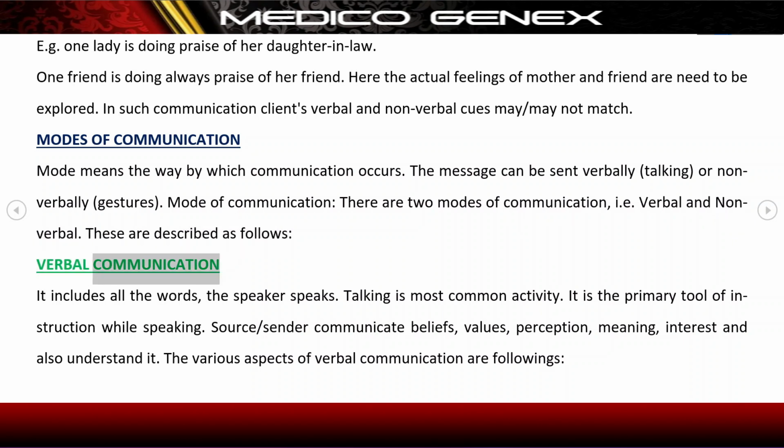Verbal communication. It includes all the words the speaker speaks. Talking is the most common activity. It is the primary tool of instruction while speaking. The source/sender communicates beliefs, values, perception, meaning, interest, and also understands it. The various aspects of verbal communication are the following.